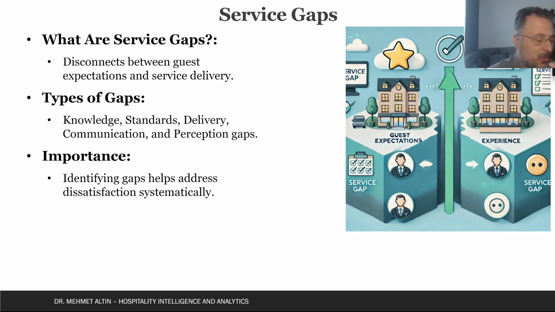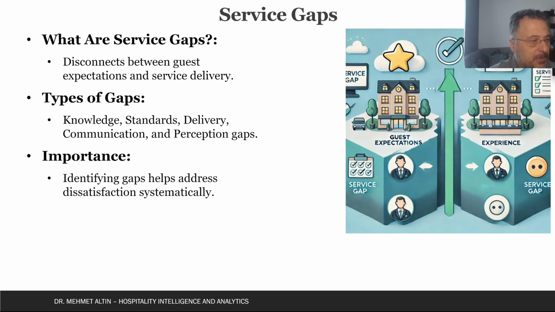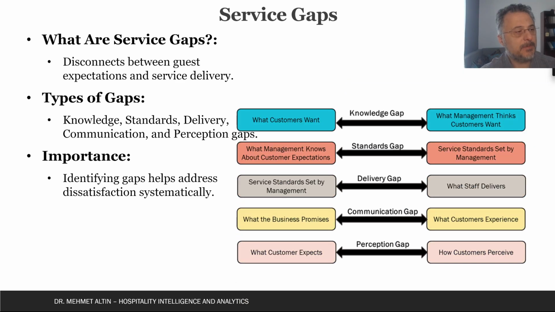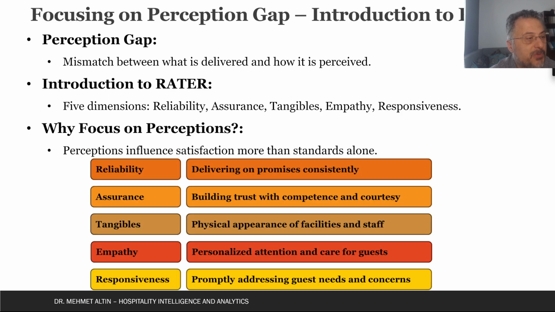However, there are usually gaps between what guests expect and what they actually receive. I mean, there are many service gaps. If you recall, we talked about these: the knowledge gap, standards gap, delivery gap, communication gap, and perception gap. For today's practical exercise, we are going to focus on the perception gap.